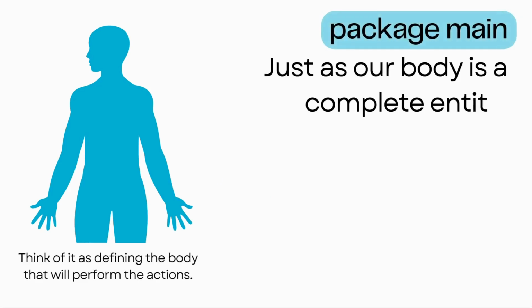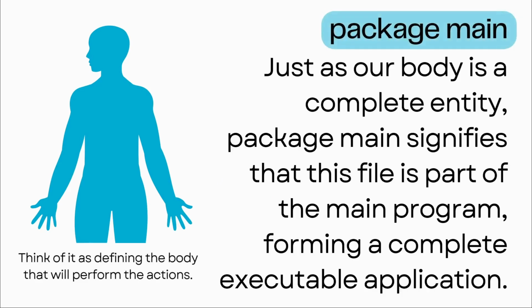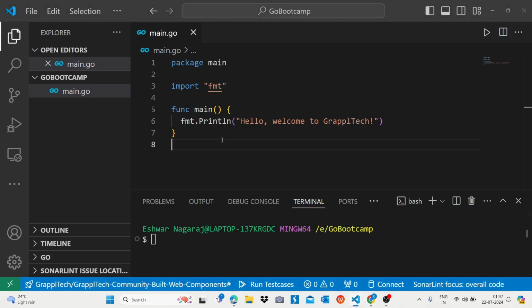The package main can be considered as a body, which is a complete entity. Package main signifies that this file is part of the main program, which forms a complete executable application. We can have multiple files in a single project, in a single application, and all those files should be organized into packages, and every Go application should have a main package. We'll understand the rules later.